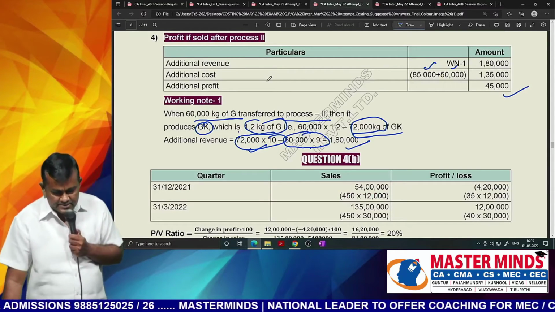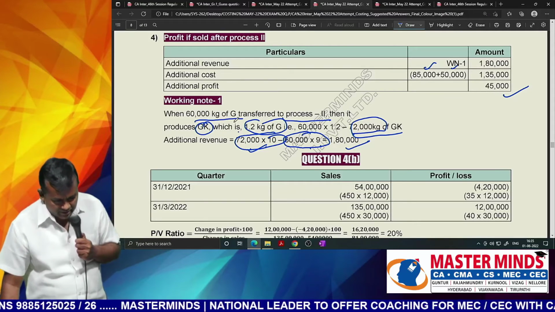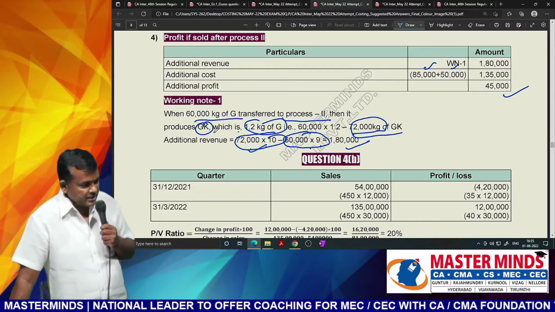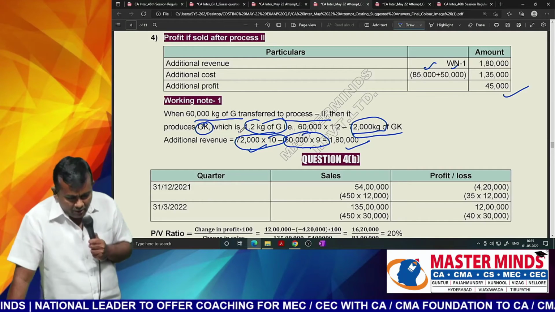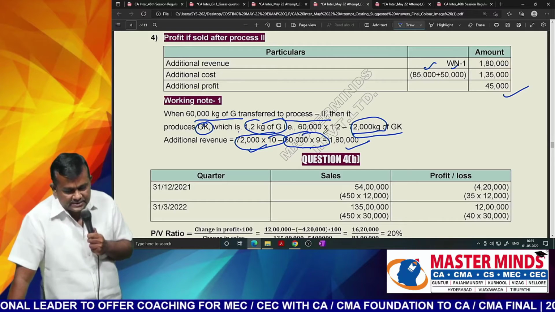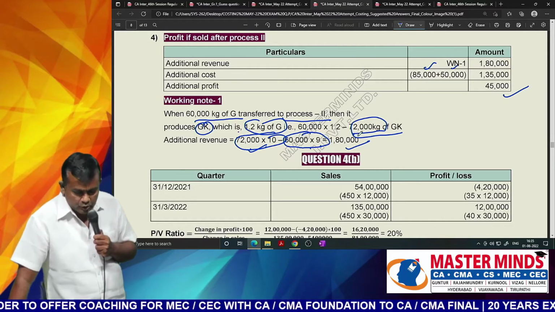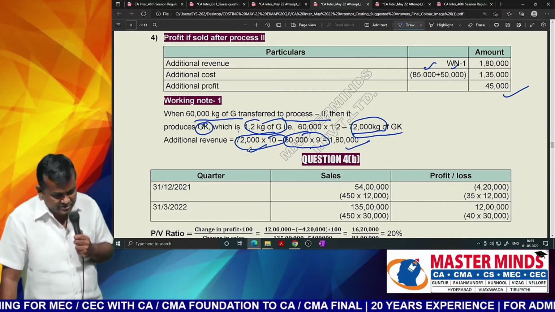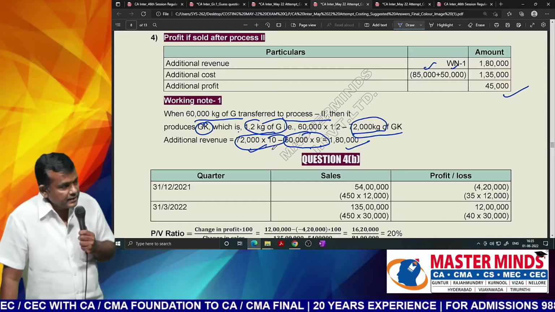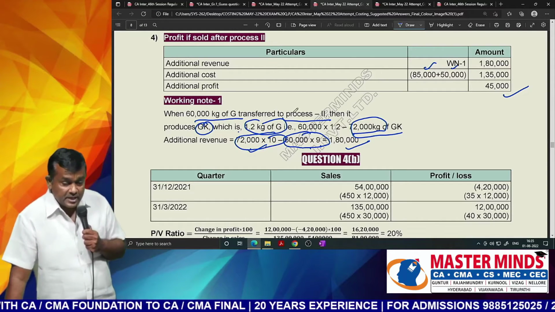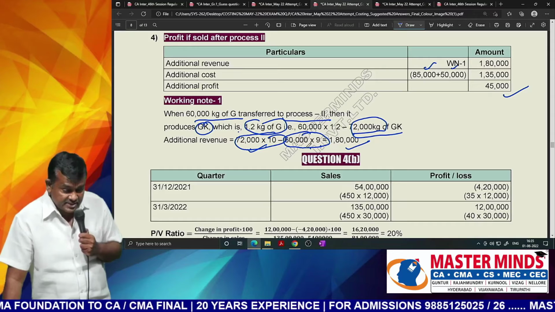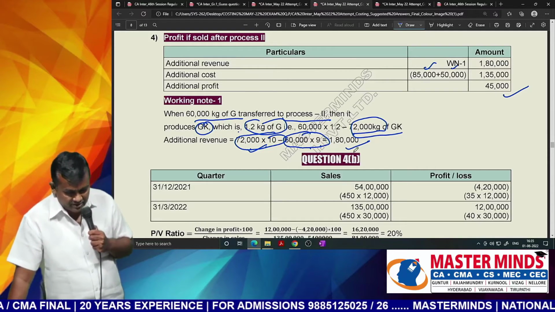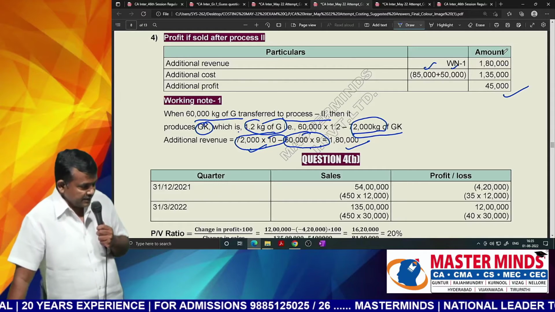So additional revenue, sir. When 60,000 kgs of G is transferred to process 2, it produces the final product named GK. So how much input quantity is used, sir? 60,000 into 1.2, so total quantity used is 72,000 kgs. Revenue is 72,000 kgs of GK into selling price per unit 10 rupees. Suppose market value of G is 60,000 into 9. The difference is the additional revenue, equal to 1,80,000 rupees.